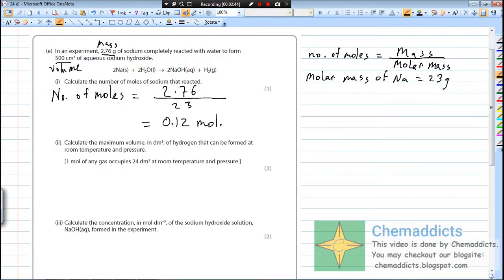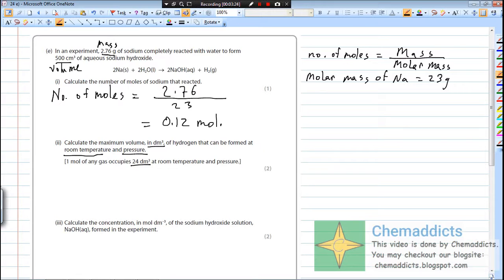We just simply use this formula. So here let us read this question. Calculate the maximum volume of hydrogen that can be formed at room temperature and pressure if 1 mole of any gas occupies 24 dm cube. They have also provided the molar volume here: 1 mole of any gas occupies 24 dm cube at room temperature and pressure. So this makes the work much easier.